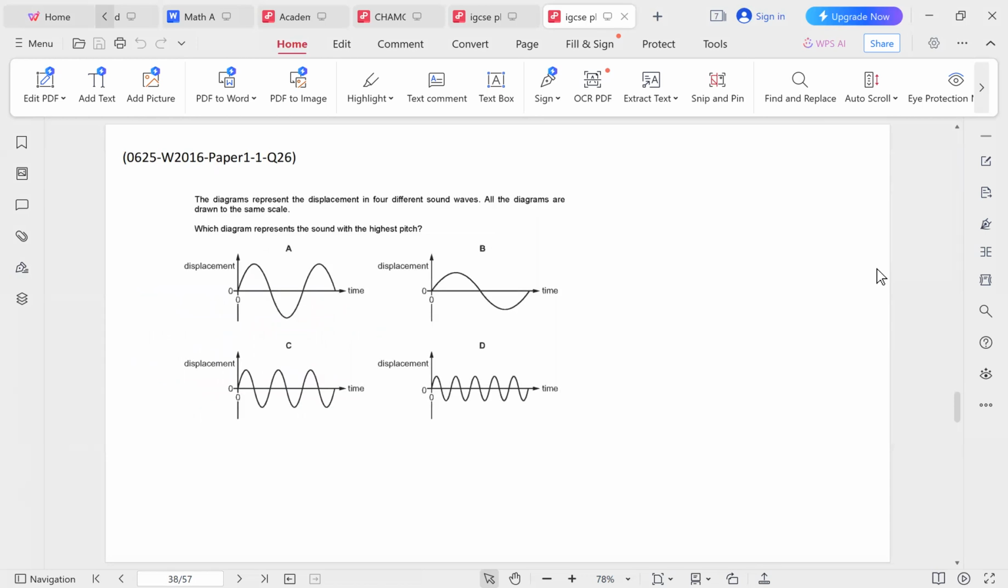The diagrams represent the displacement in 4 different sound waves. All diagrams are drawn to the same scale. Which diagram represents the sound with the highest pitch? So the highest pitch means the highest frequency. So we're looking at the diagram that has the highest frequency, which is diagram D.